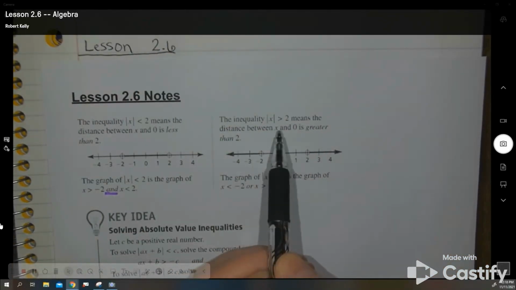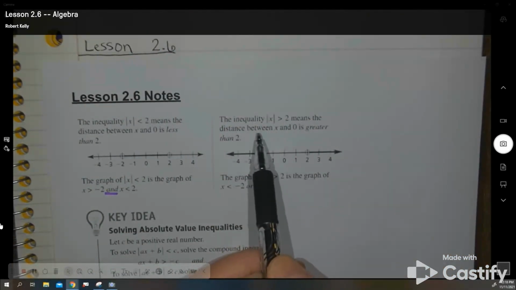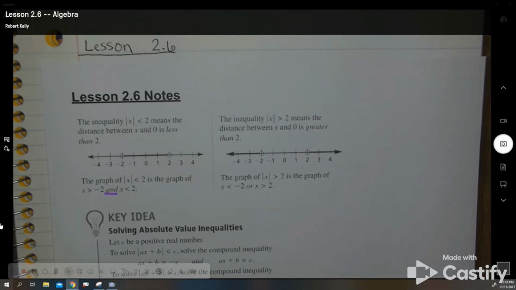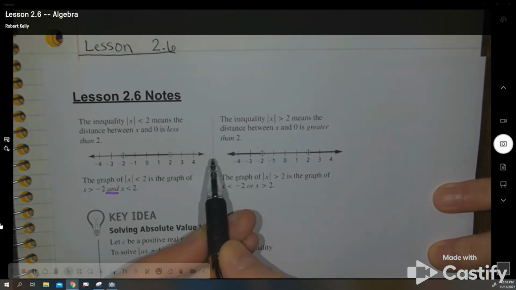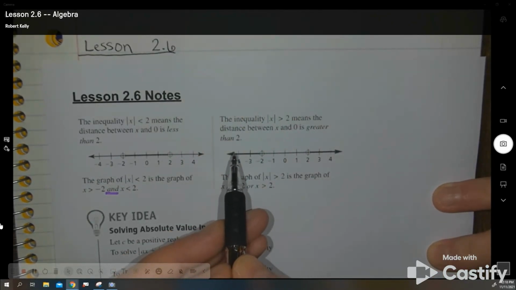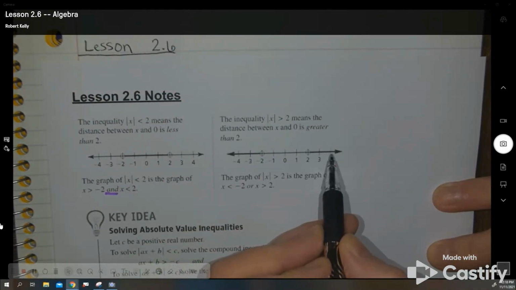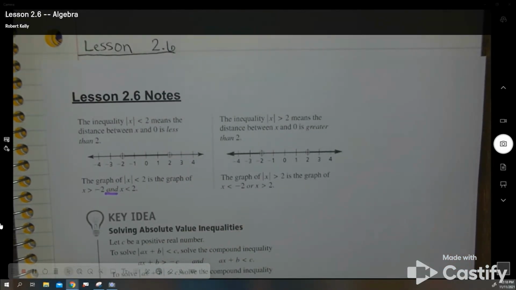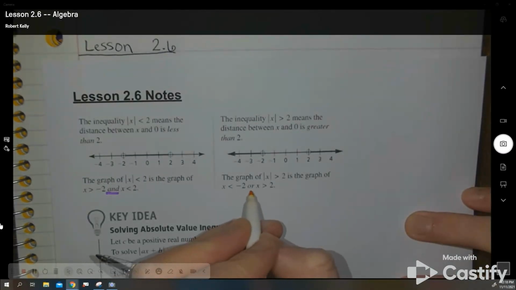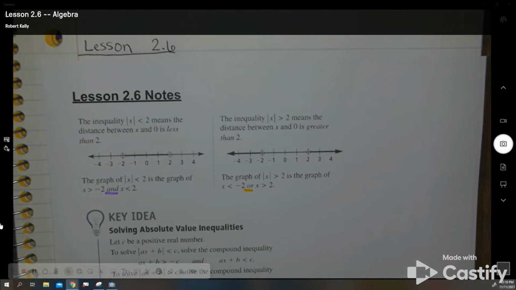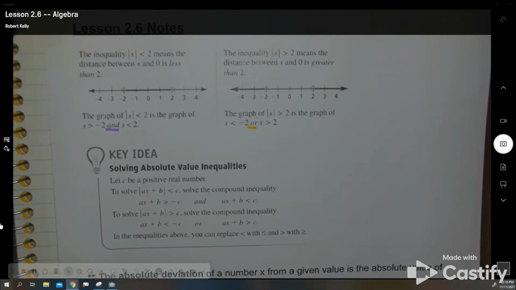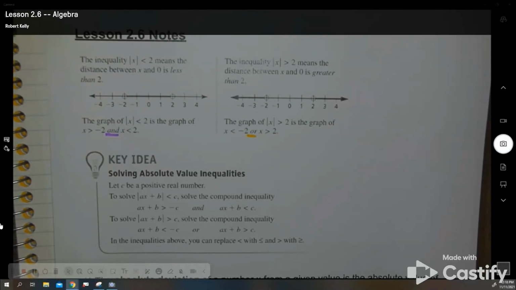And then if we have an inequality where it says the absolute value of x is greater than 2, means the distance between x and 0 is greater than 2. So it could be a number that is less than -2, right? So -4, that distance is 4. Or it could be above 2, so +4, the distance is still 4. So for this greater than, we have an or scenario here. We can also solve for absolute value inequalities. So we've got a couple of rules here just to kind of keep in mind.